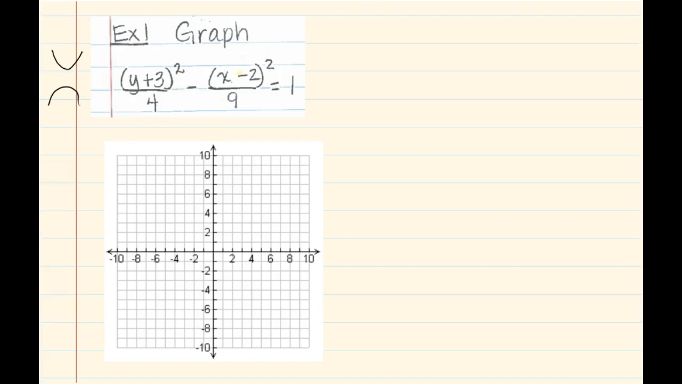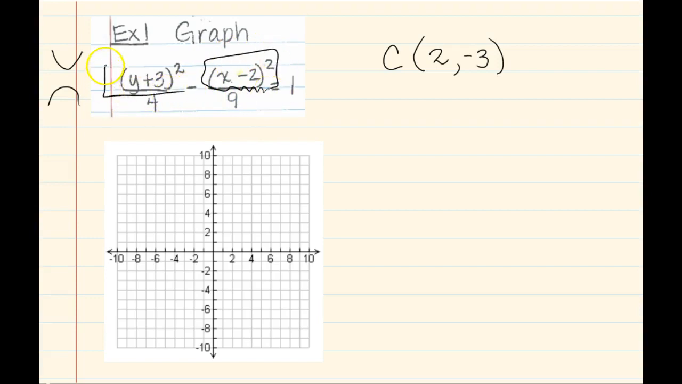In order to get started, we're going to go find our center. Our center is going to be 2, -3. Just want to remind you that the x coordinate for your center will be located with the x's, and the y coordinate for your center will be located with the y's.